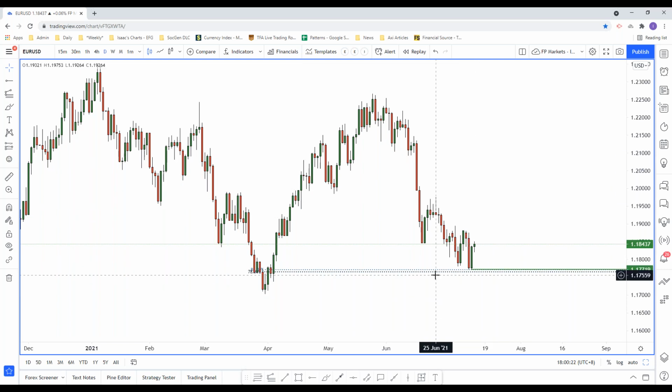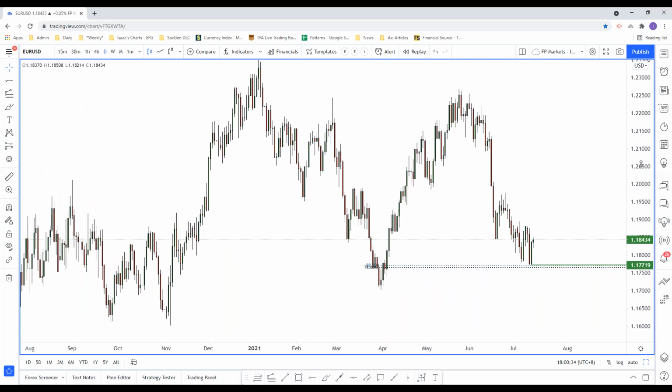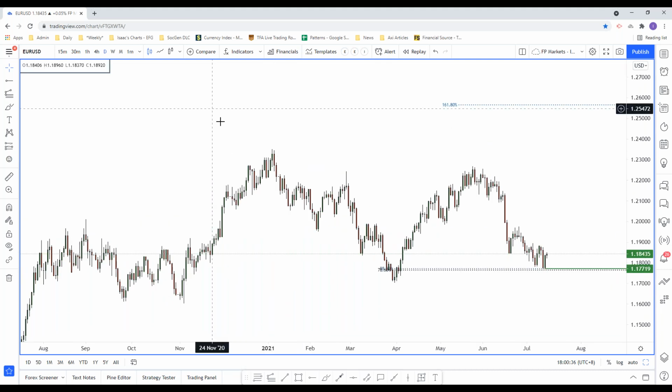Okay, so Bartholomew, you're actually asking what if the 78.6 Fibonacci extension lines up with the 61.8 Fibonacci retracement? Yeah, that's a very strong level as well. You can definitely play off that level, right? So that is just something for you guys to take note of.